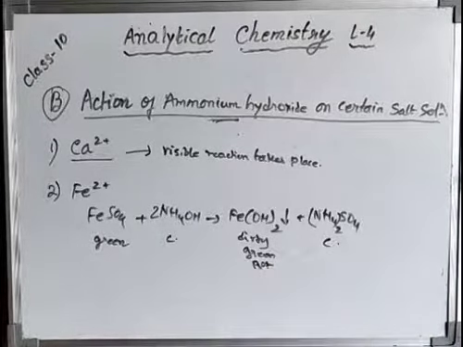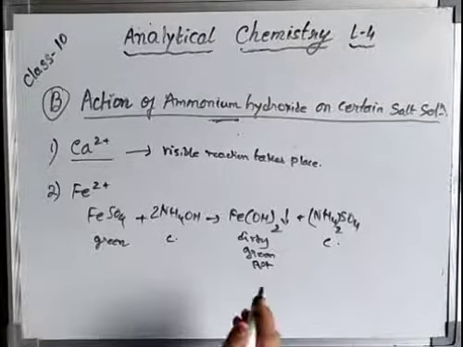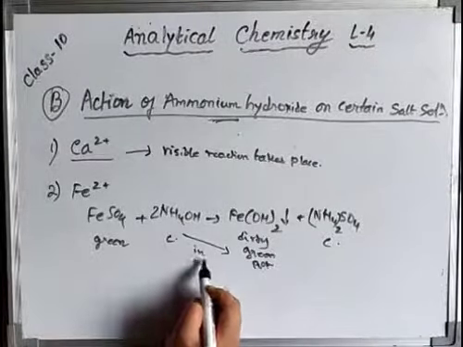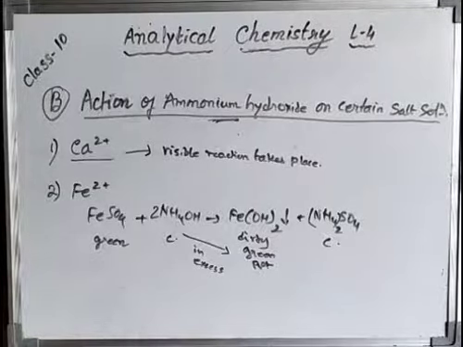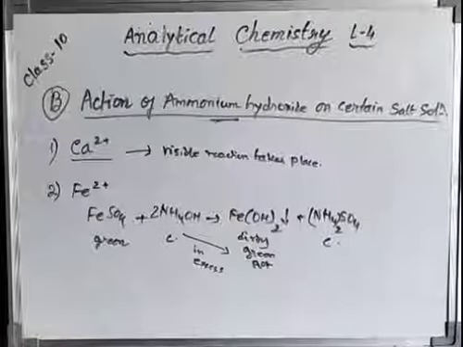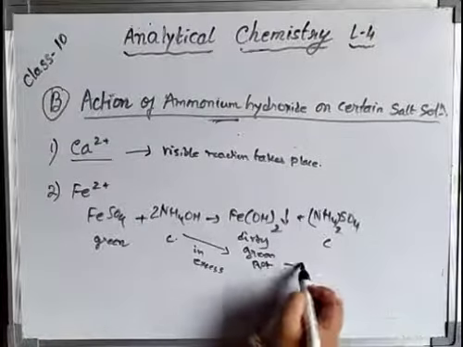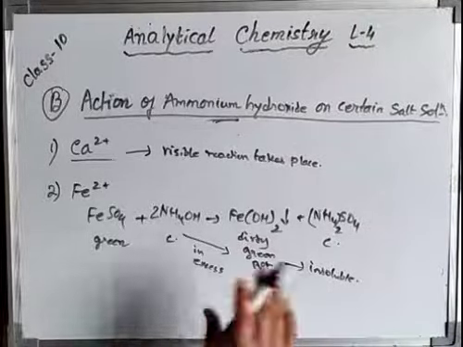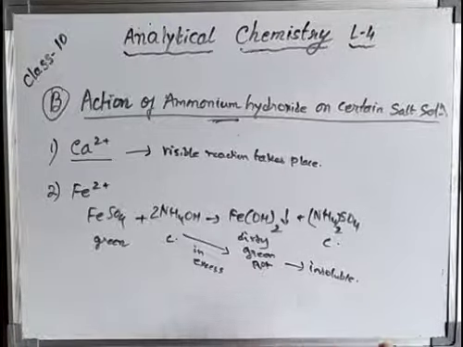Now what happened? This is when we add a small amount. When we add in excess, what will happen? In excess, we see that the dirty green precipitate remains insoluble only. You remember in NaOH also it remains insoluble, that means they are behaving the same in both cases.